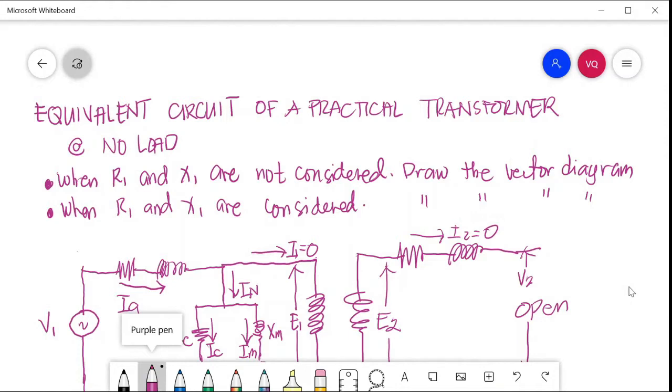Equivalent circuit of a practical transformer at no load. So we will consider two cases with R1 and X1. R1 is the resistance of the primary, so 1 is for primary. X1 is the reactance of the primary. When R1 and X1 are not considered, draw the vector diagram. When R1 and X1 are considered, also draw the vector diagram.